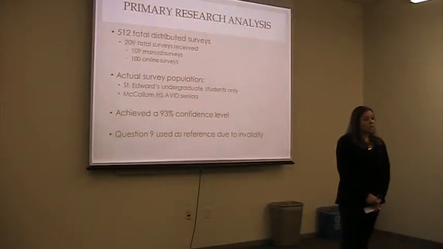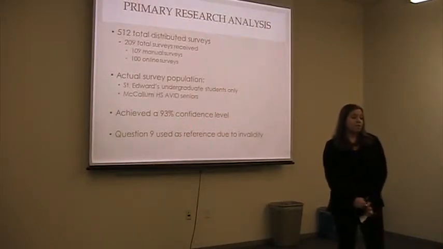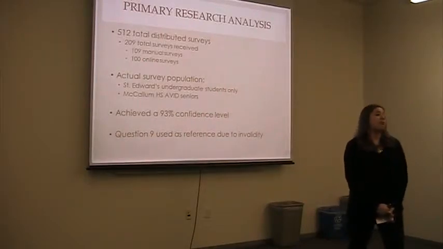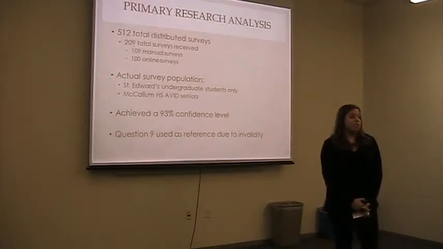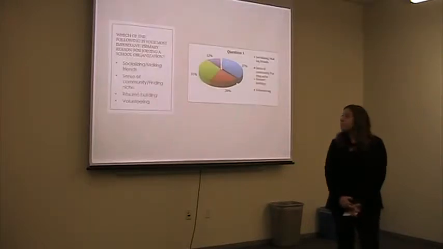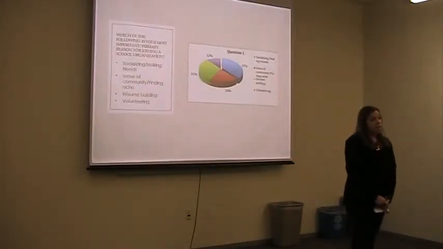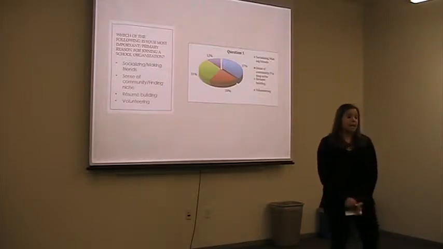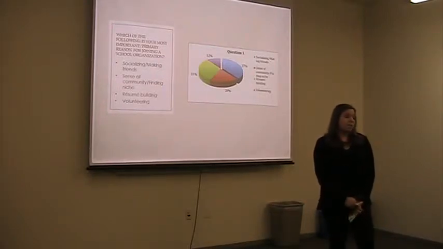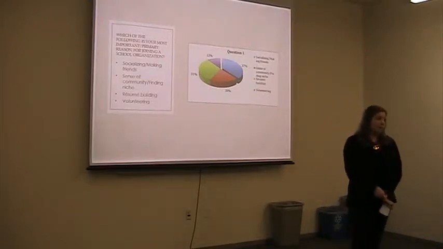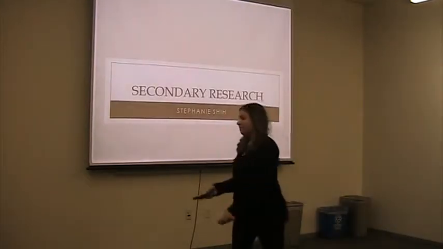When we handed out the manual surveys, the last question, number 9, had some of the answer choices left off of them, and therefore in our analysis, that question is just used as a reference. SurveyMonkey automatically tallied all of our online survey results, and we hand counted all of the manual ones. We combined them into an Excel spreadsheet and created visuals like the one that you can see behind me. I'm now going to pass it to Stephanie to talk about secondary research.